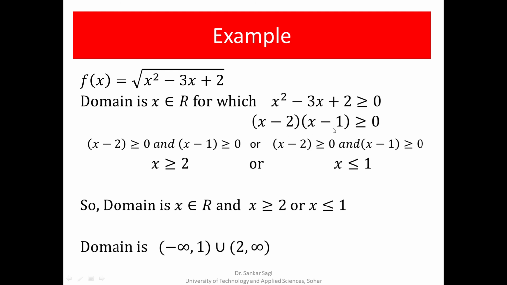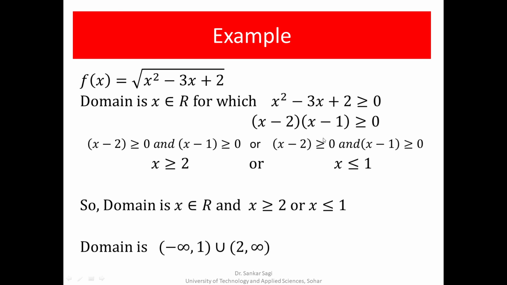So the product of two terms is positive when both are positive, or when both are negative. So the product of two terms is positive when both are positive. That means x minus 2 is positive, x minus 1 is positive. That I have written here. x minus 2 positive, x minus 1 positive, or both are negative. If both are negative, then also the product of these two will be positive. So x minus 2 is negative, it should be negative here. So it is written wrong.